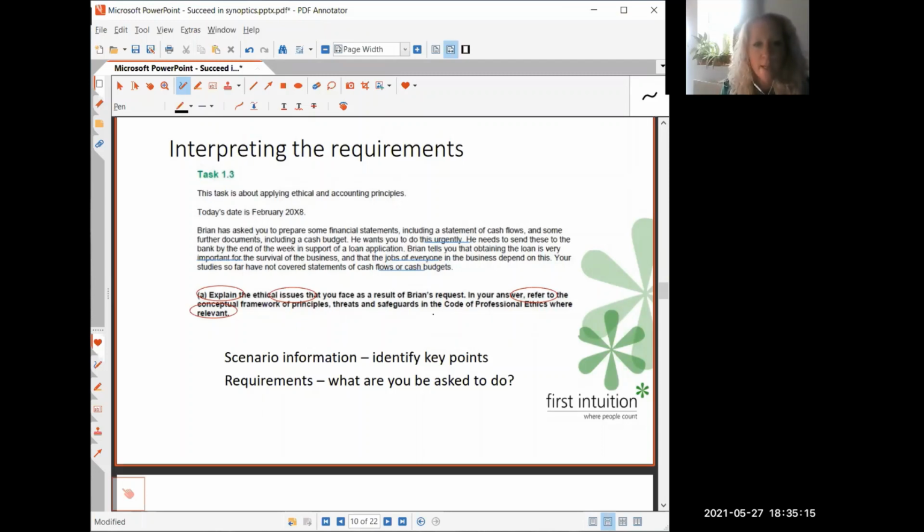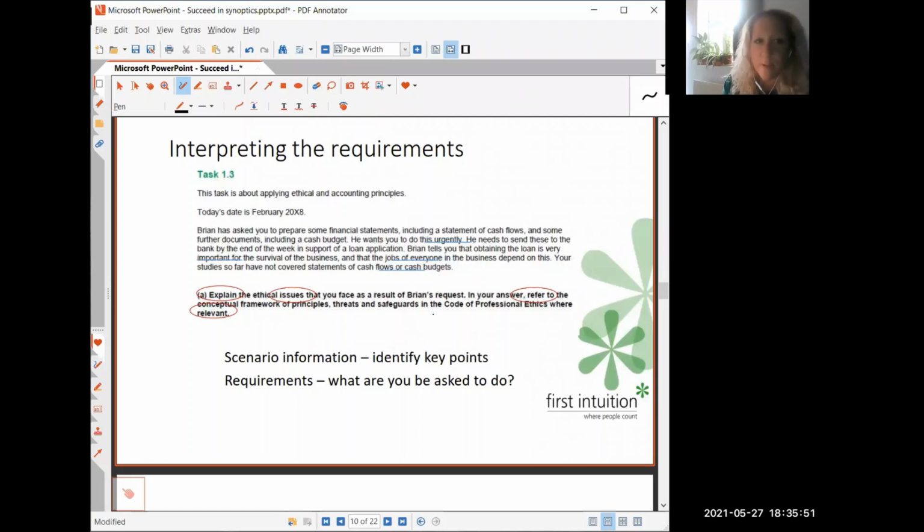I'm being asked to do something else. So I'm being asked to explain more than one issue. And for each one of those issues, I need to be looking to refer to the conceptual framework. So my professional ethics, which of my fundamental principles does this impact or does this refer to? I need to refer to that framework as part of that explanation. So explain the ethical issue with reference to the conceptual framework where relevant.